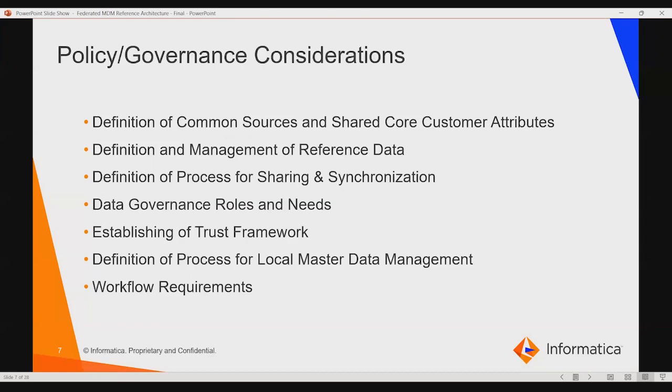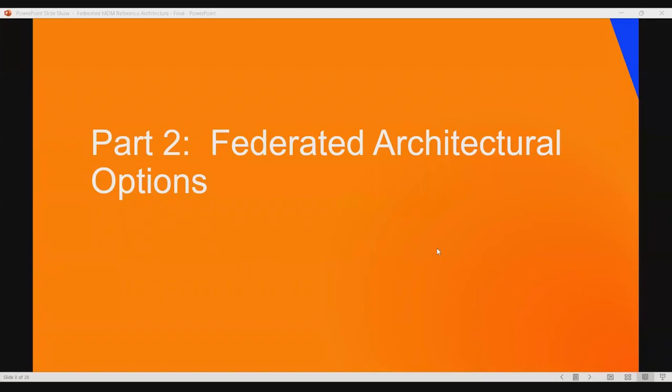So let's move on to the next slide, and we'll see how all of these that we have been discussing translates into some technical hub designs. So let's take a look at part 2, which is our federated architectural options.